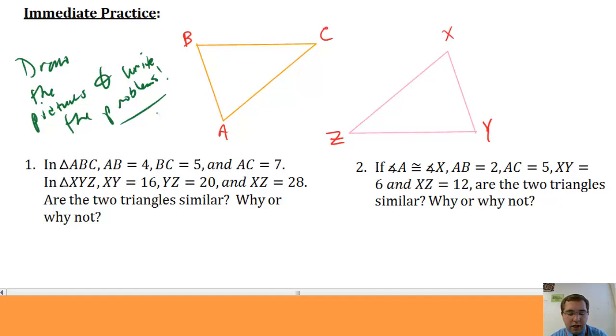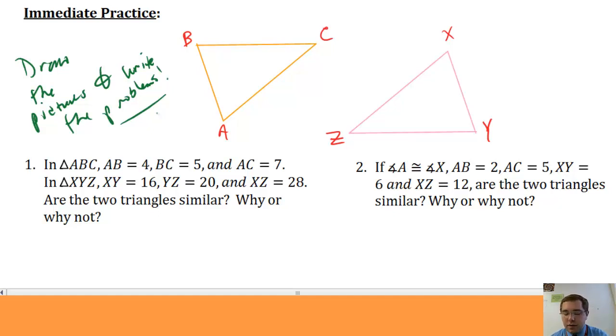Number 1, in triangle ABC, AB equals 4, BC equals 5, and AC equals 7. In triangle XYZ, XY equals 16, YZ equals 20, and XZ equals 28. Are the two triangles similar? Why or why not? If they are, you're going to tell me if it's side-angle-side, side-side-side, or angle-angle similarity, or the definition. If they're not, you're going to explain why we don't have enough information.